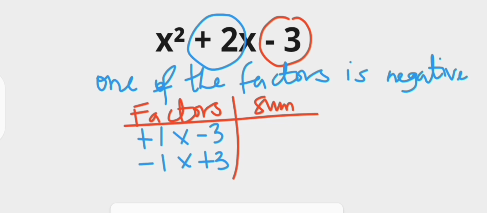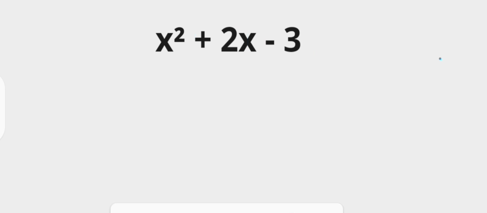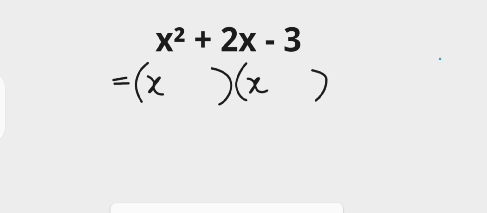When we find the sum of positive 1 and negative 3, it gives us negative 2. And the other one gives us positive 2. The second one is going to be used. So all we do is open a bracket, put x, then open another bracket, put x, as the leading term in both factors will be x. Then the factors that we are going to make use of are negative 1 and positive 3. So x squared plus 2x minus 3 factors as x minus 1 times x plus 3.